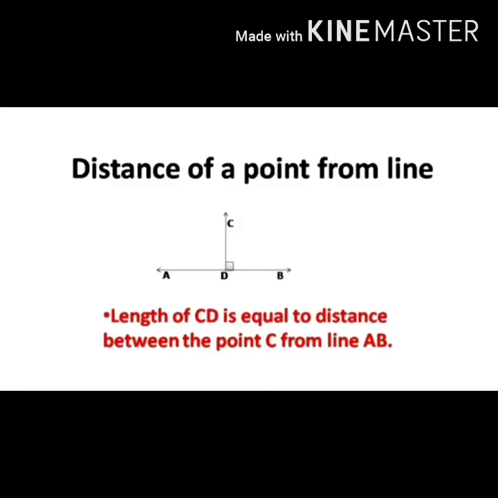Distance of a point from a line. If segment CD is perpendicular to line AB and the point D lies on line AB, then the length of segment CD is called the distance of point C from line AB. The point D is called the foot of the perpendicular.